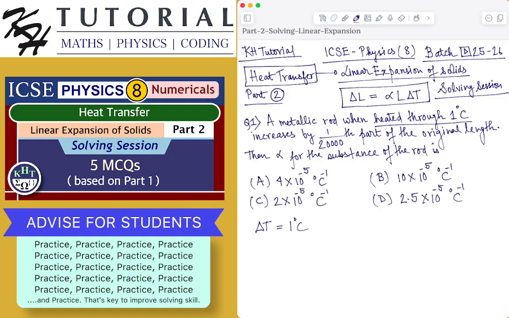It says that a metallic rod when heated through 1 degree Celsius increases by 1 by 20,000 part of the original length, which means that delta L, the increase in length, is equal to 1 by 20,000 part of the original length of the metallic rod, which we do not know. Let's say the original length be L, so delta L is L by 20,000. Okay, we have to find alpha.